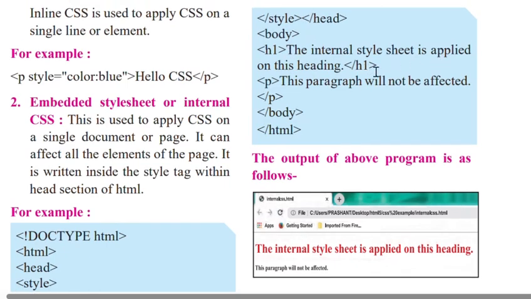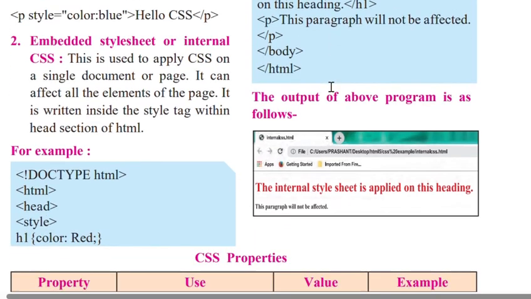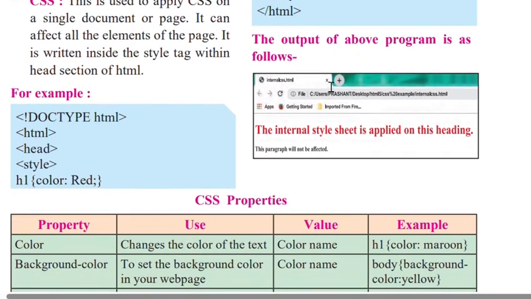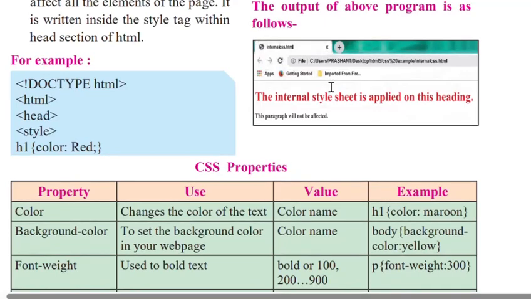You can see H1, the internal style sheet is applied on this heading, H1 close, and after closing H1 we are using a paragraph tag. This paragraph will not be affected. Paragraph close, then we are closing body and HTML, and now you can see the display will be like this. The output we will get for that program is as follows. The first one, taken in H1, the internal style sheet is applied on this heading. Here the CSS property is applied on it.